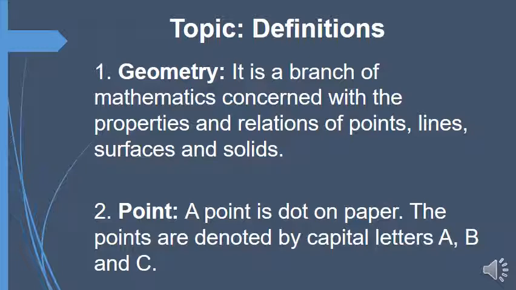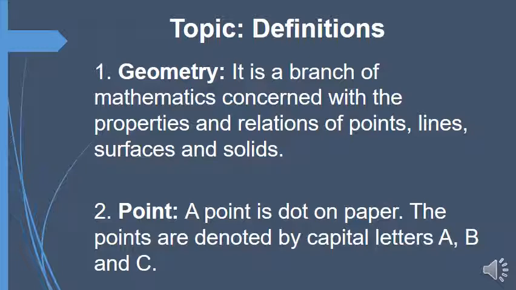Number two, definition of point. You all have to write it in your copy, so please be very careful while writing it. Neat and clean work should be done. After writing every definition, one line should be left, so that there is no untidiness in the work. The point's definition is: a point is just a simple dot on paper. Points are denoted by capital letters A, B, and C.